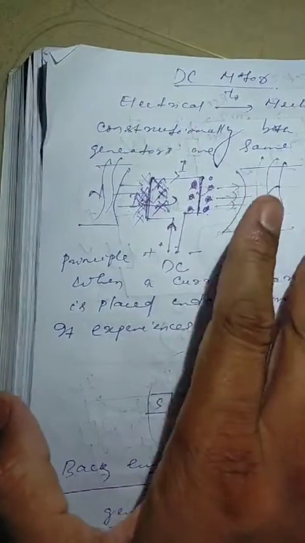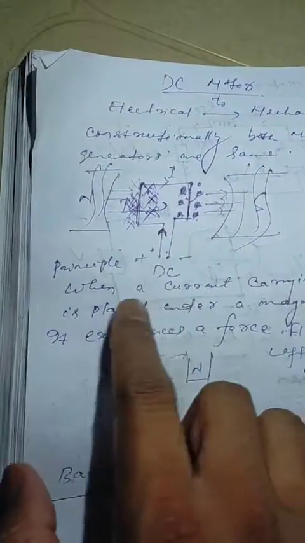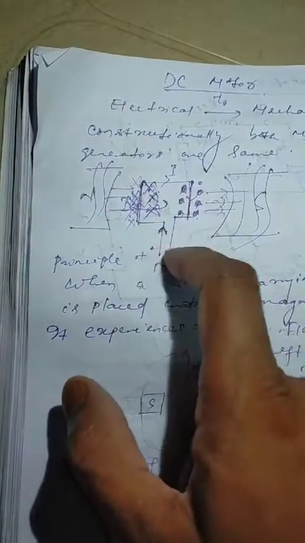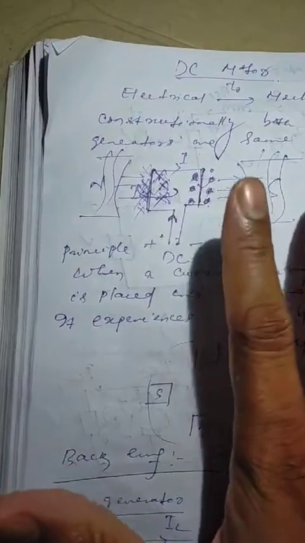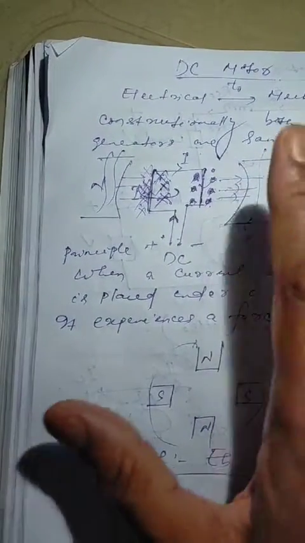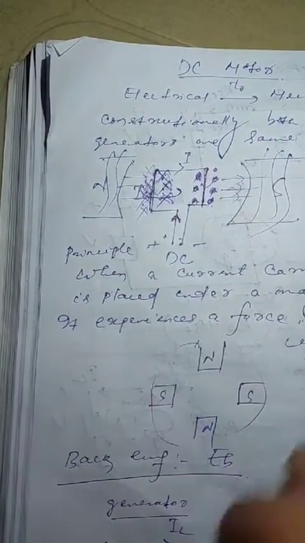So finally, once it produces a turning effect, this particular conductor will be rotating. Now you have seen how the force, according to this principle, on this particular conductor makes the conductor rotate. So this is all about a very simple principle. So this is all about the DC motor principle.